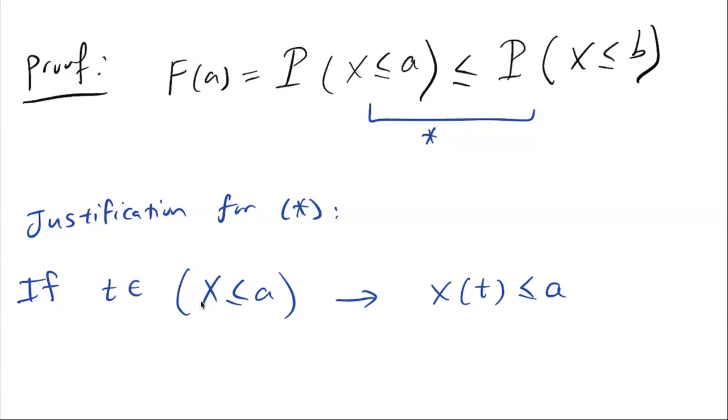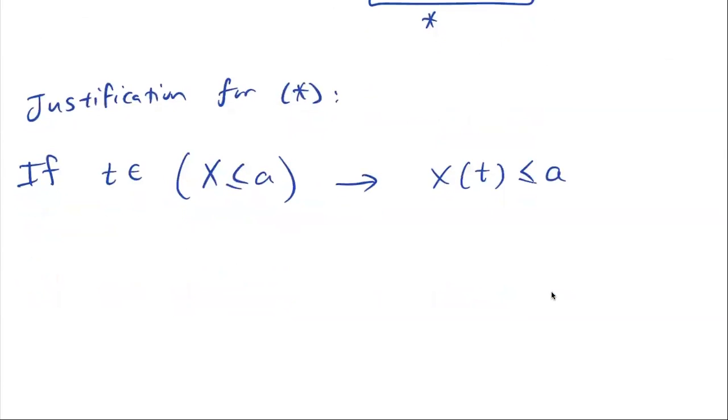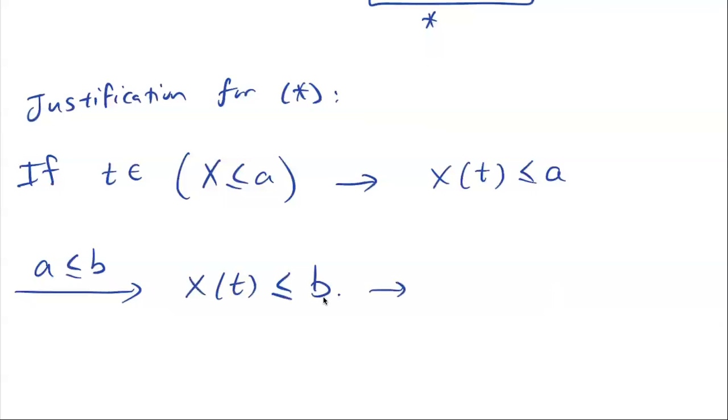X of t is a real number. The outputs of a random variable are all real numbers. X of t is a real number, which has to be less than or equal to A. But we are also assuming that A is less than or equal to B. So that means X of t is less than or equal to B. And that means t belongs to the event X less than or equal to B.